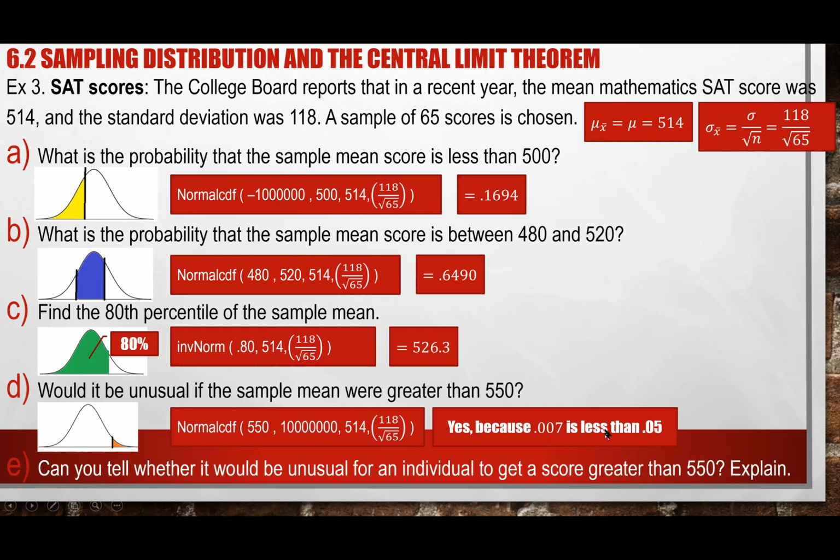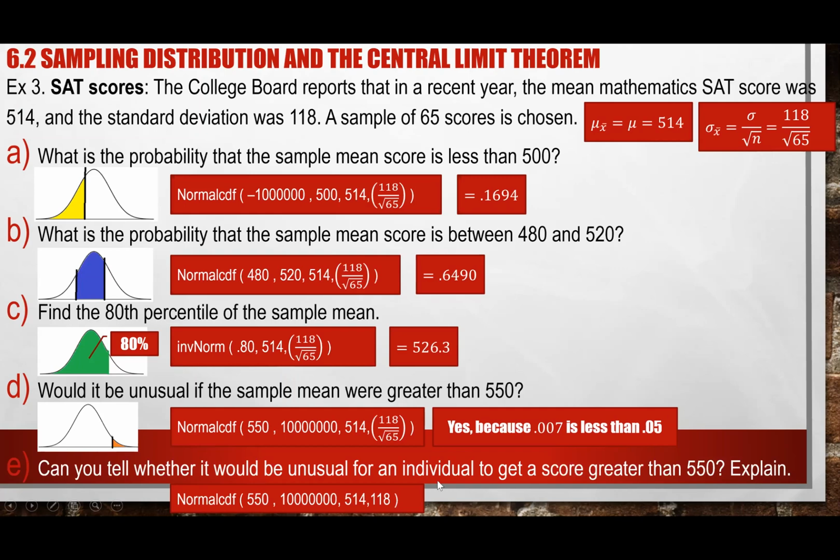Now, I will give you guys a cliffhanger for E: can you tell whether it would be unusual for an individual to get a score greater than this? The difference between this problem and A, B, C, and D is that if you look at the questions, they are all talking about a sample mean, a sample, a sample, meaning we deal with a sample. Here, we are not dealing with a sample, ladies and gentlemen. If we are not dealing with a sample, we are back in 6.1. To calculate this item, we do not use the adjusted sample standard deviation because we are not working with a sample.